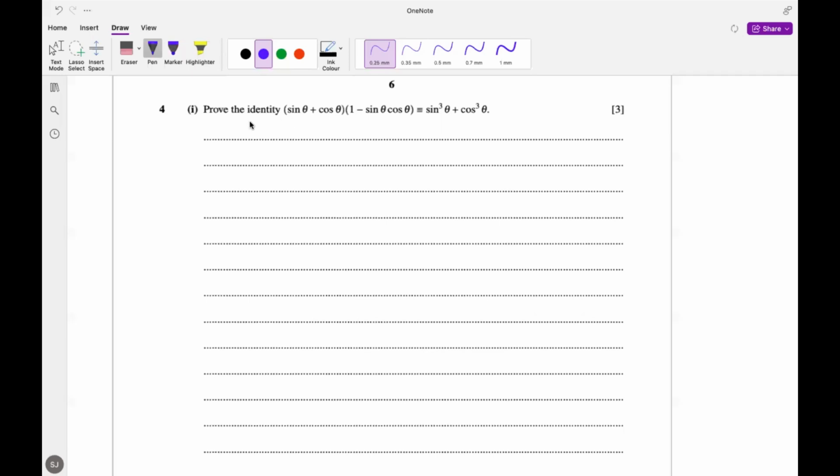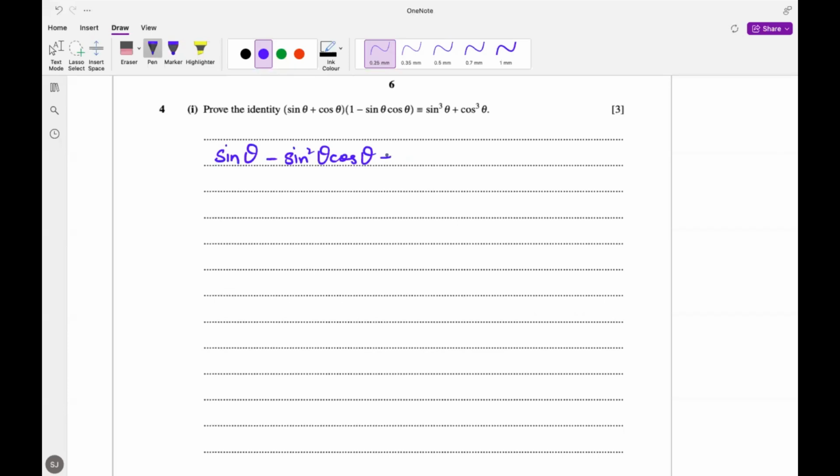In question 4, we have to prove the identity (sine theta plus cos theta) multiplied by (1 minus sine cos) equals sine cube plus cos cube. Now, the simplest way to prove any identity is to apply basic algebraic operations and then to apply any identities that we know. So, expanding the bracket, we'll get sine theta times 1, which is sine theta, minus sine theta multiplied by sine theta cos theta, which will become sine squared theta cos theta.